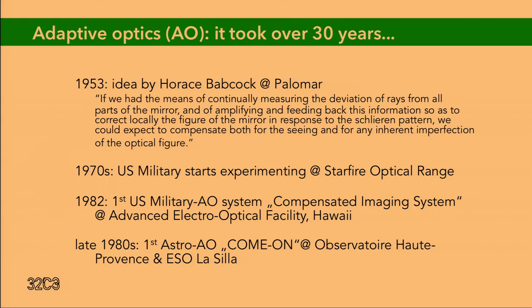In the 1970s, the US military started to experiment on that. Well, I guess the Russians too, but it's known that the US started at Starfire Optical Range. In 1982, they built the first AO system, adaptive optics system, the Compensated Imaging System on Hawaii, and in the late 80s, the first astronomical use adaptive optics systems, COME-ON, as it was called, were installed at the Observatoire de Haute-Provence and at ESO in La Silla, that's the European Southern Observatory.